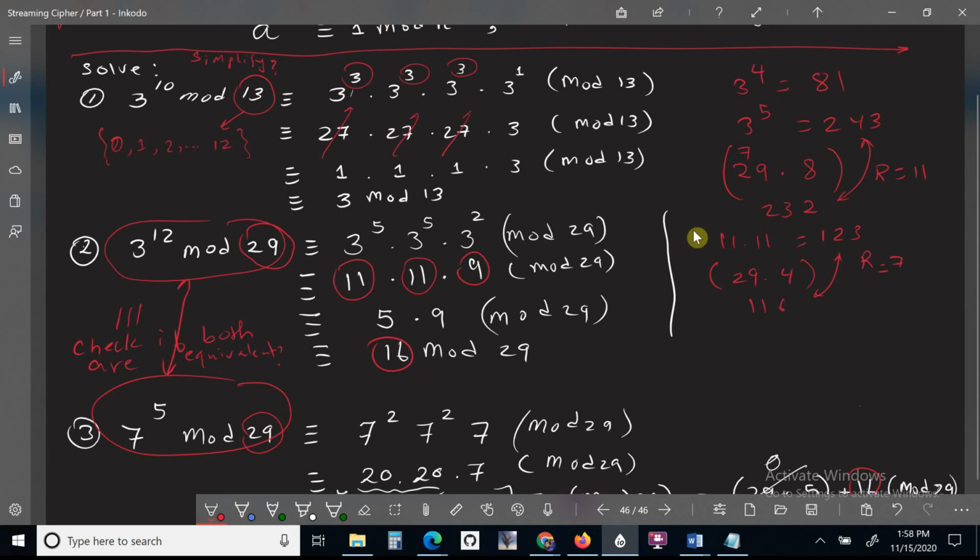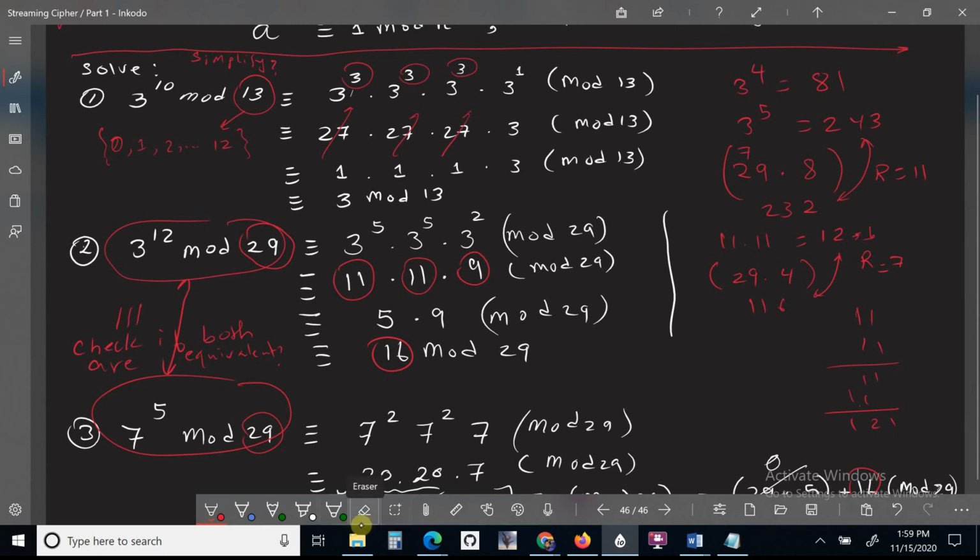Let me just make sure. Again, 4 times 9 is 36, 4 times 2 is 8, so 116. Actually, I made a mistake. This is actually 121. 11 times 11 is 121. So I made a mistake before.